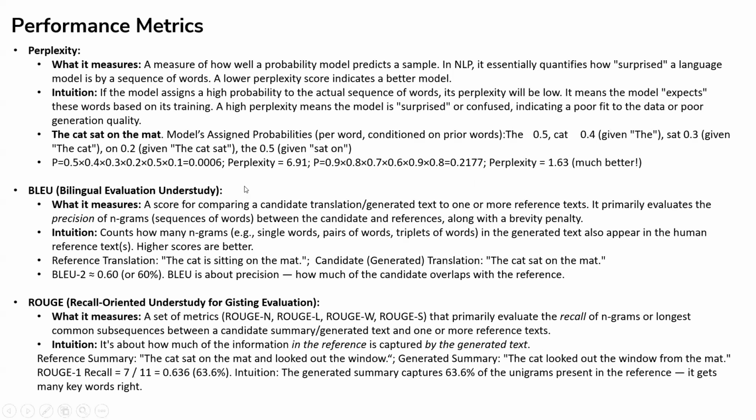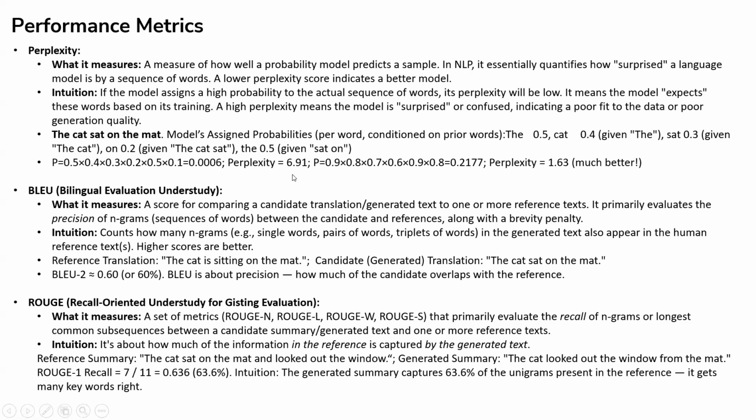So here I gave an example: the cat sat on the mat. It is trying to measure how well a probability model predicts a sample. This is a sample, so how is the model predicting that sample? I'm just giving an example: "the" is 0.5 probability, then "cat" 0.4, then "sat" 0.3. "On" is 0.5. Like that, it will give the probabilities. Then if we multiply them, we get 0.006, which is the probability value.